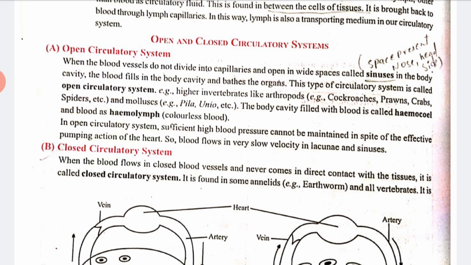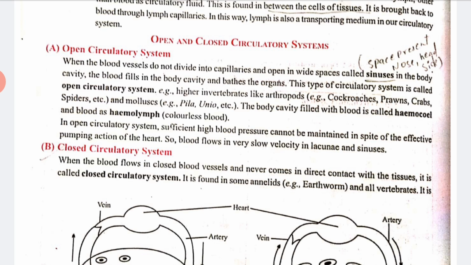In the open circulatory system, the blood vessels do not divide into capillaries and open into wide spaces called sinuses. Sinuses means a space is present in the body cavity, and the blood fills the body cavity and bathes the organs. This type of circulatory system is called the open circulatory system. It is generally found in arthropods like cockroach, prawns, crabs, spiders. All these are examples. And we will talk about the molluscs, like Pila; these examples we have.